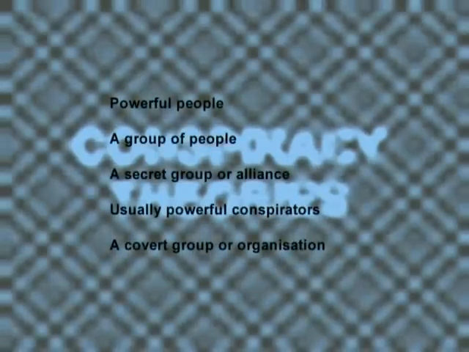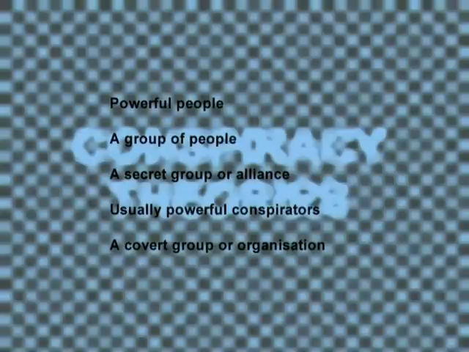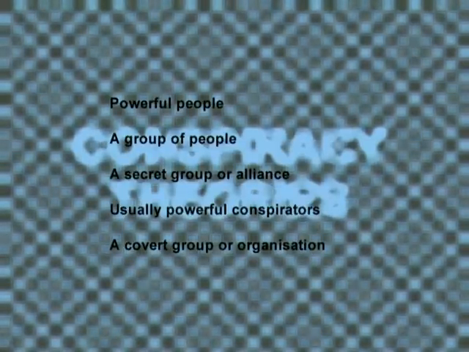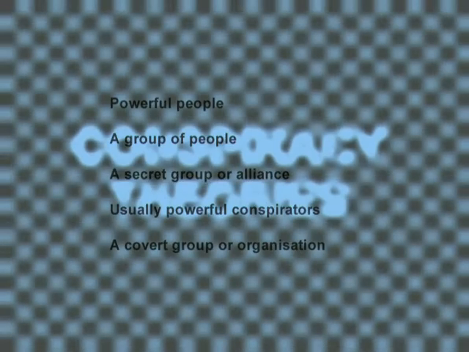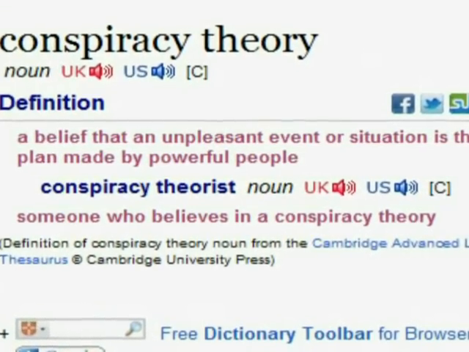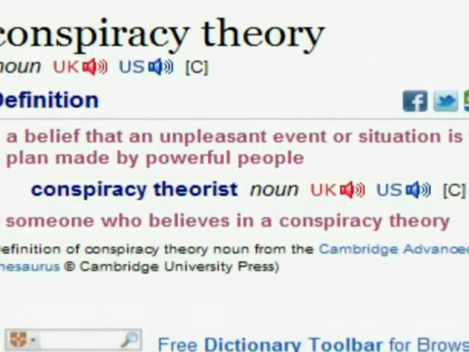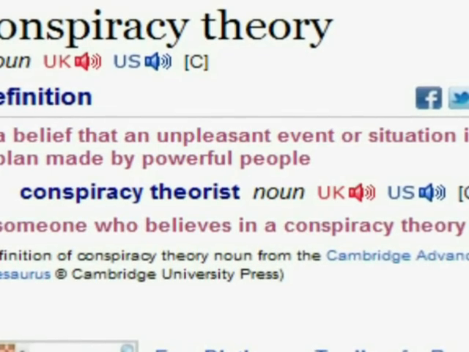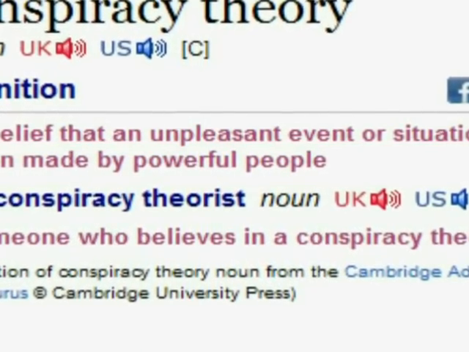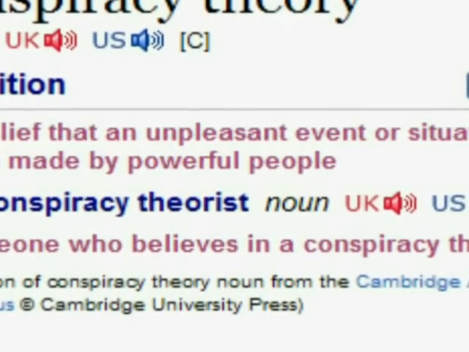Also lacking in consensus is the definition of who can be the subject of a conspiracy theory. Depending on which definition you read, the secrecy must be carried out by powerful people, a group of people, a secret group or alliance, usually powerful conspirators, or a covert group or organisation. Of the 5 dictionary examples I've given, only the Cambridge Dictionary specifies that the supposed conspirators must be powerful. But even this is vague. Powerful could refer to politicians, religious leaders, bankers, business leaders, gangsters, or anyone else in a position perceived to be of broad influence.